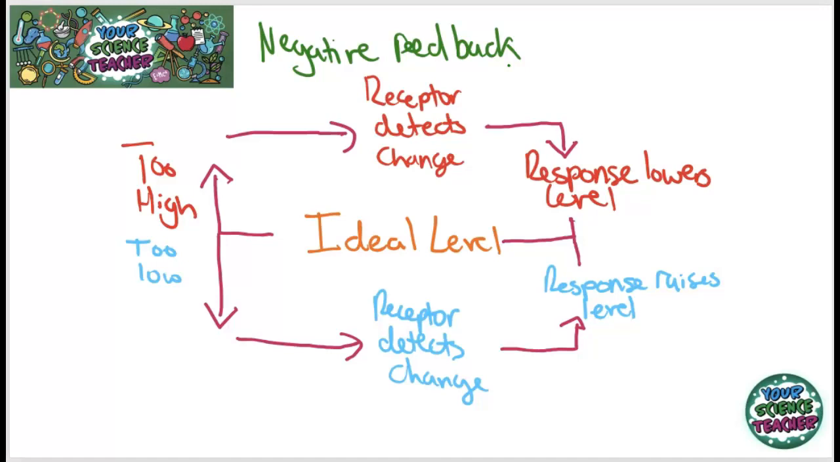And that response is in the shape of a hormone, and the response can lower or raise that level. So for example, if your blood glucose is too low, your response will then have to raise the blood glucose level until we get to that ideal level known as homeostasis. This is the control of all of our internal environment. And that's what this word homeostasis means.